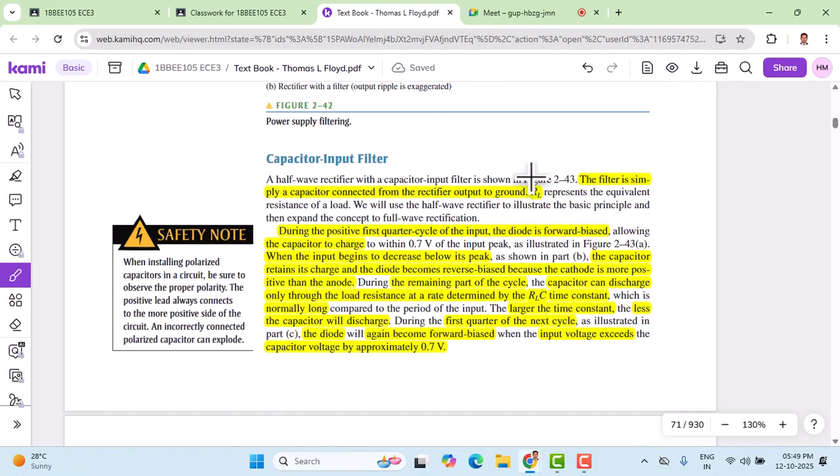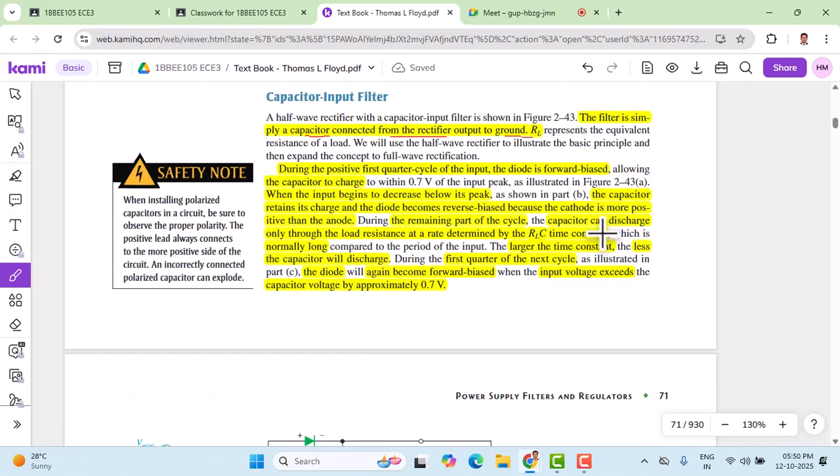For that, we have taken one simple filter, the capacitor input filter. We'll show the circuit diagram, but before that, let us go through the theory. The filter is simply a capacitor connected from the rectifier output, which goes through the load resistance. We will see how this filter functions for half wave as well as full wave rectifiers. Let us try to understand the basic principle. We will use a half wave rectifier to illustrate the basic principle, and later on we are going to expand the filter for full wave rectification.